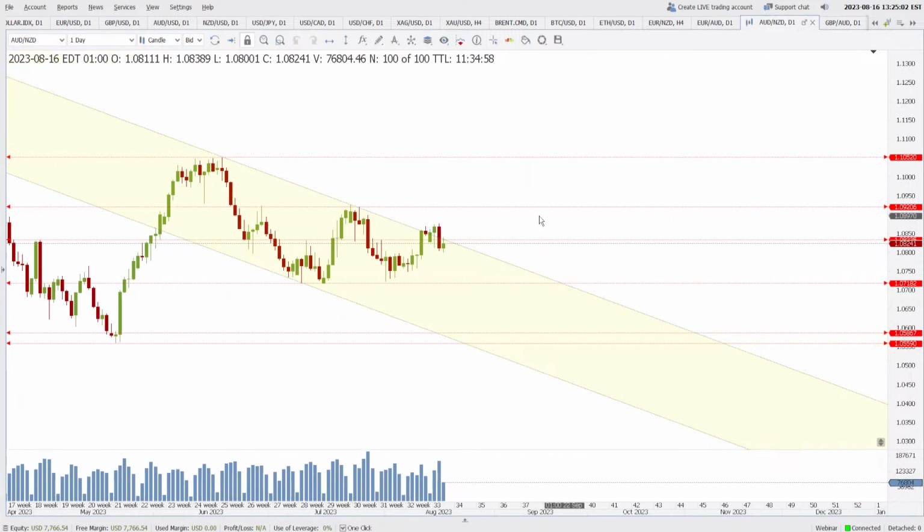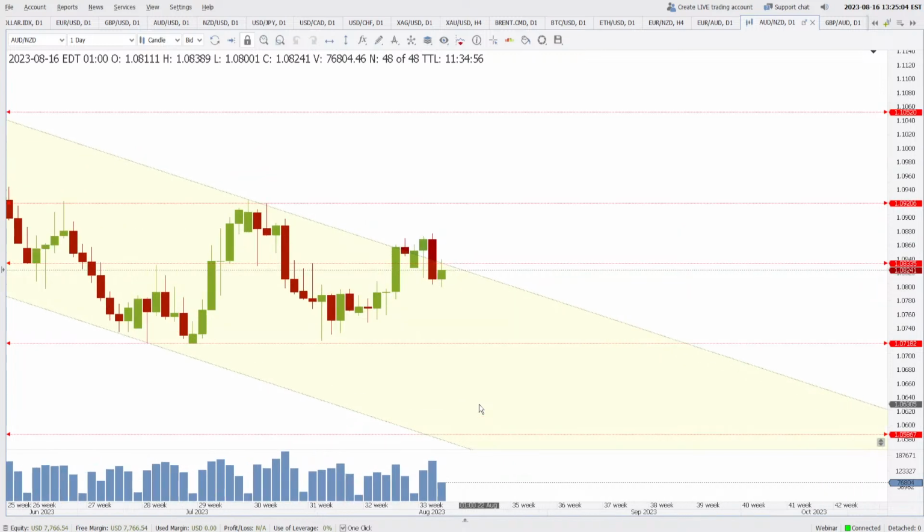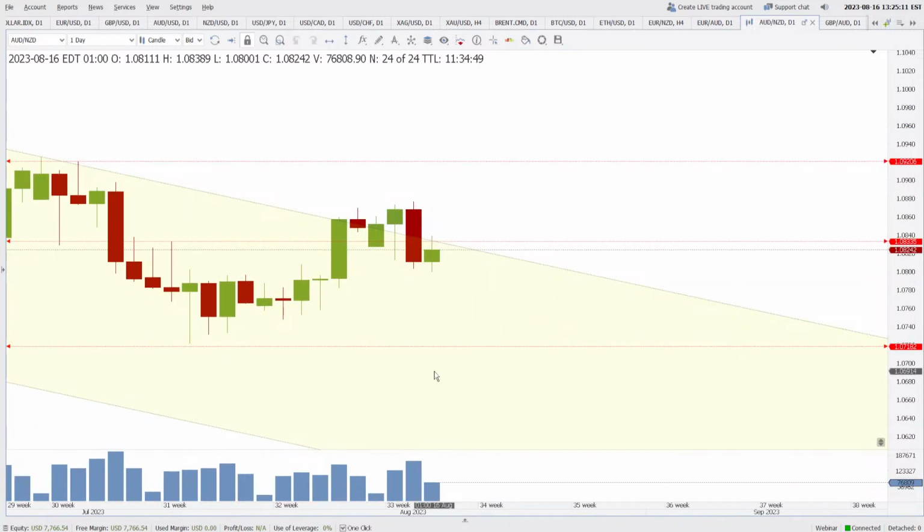Australian dollar against the New Zealand dollar. Yesterday we placed a trade here and we are out, I think at a loss. Yes, we are out. Our stop loss has been triggered. Where was our stop loss? Our stop loss was just below the low of this particular candle.